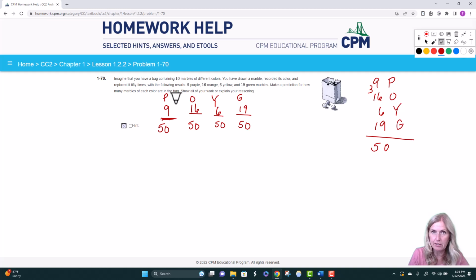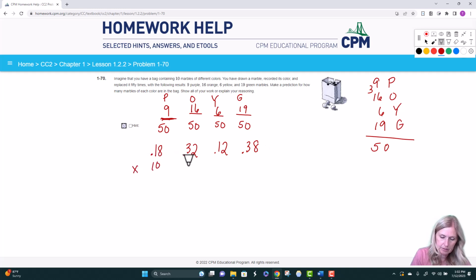So get your calculator out, and 9 divided by 50, and I did this beforehand so it went quicker, is 0.18. The orange is 0.32. It's 0.12. And then 0.38. Okay, we're almost there. Now, all we need to do is multiply each of these times 10, and then we'll round it to the nearest whole number, and you'll see what happens.